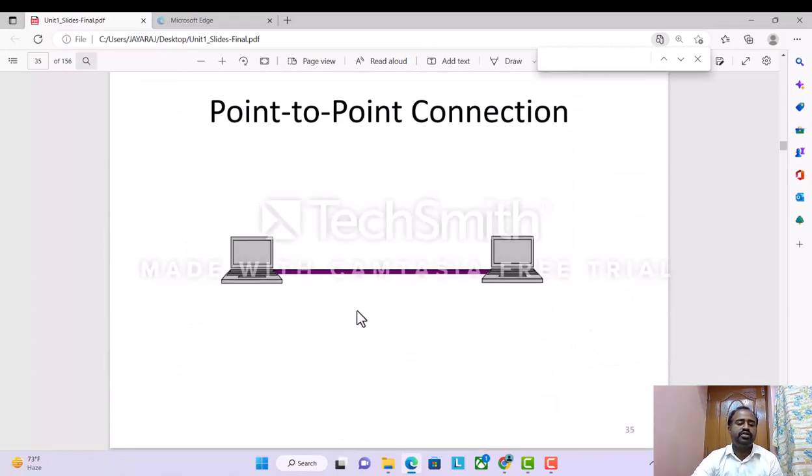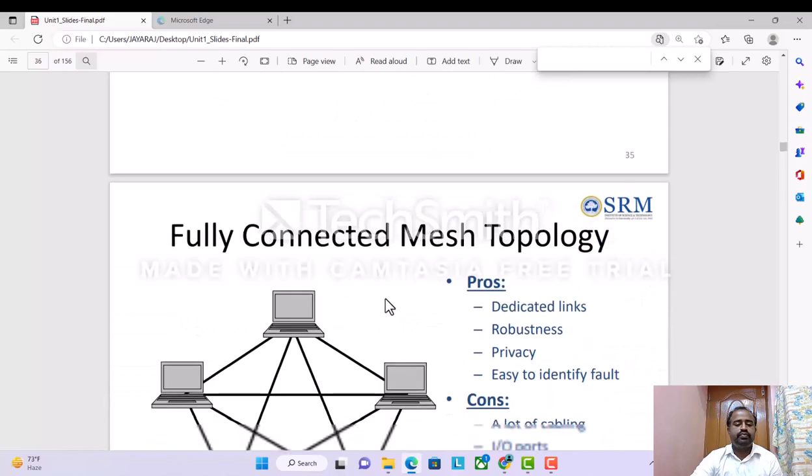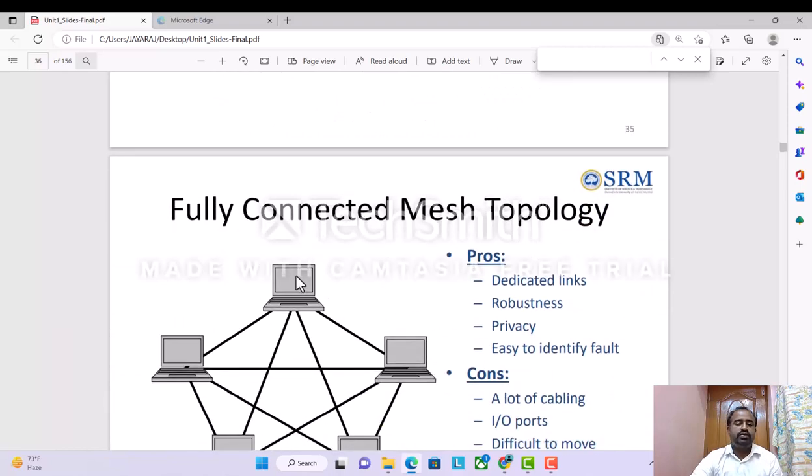First, point to point connection. See, there is no interconnection between them. A single point to point connection has been established. This is mesh, fully connected mesh.